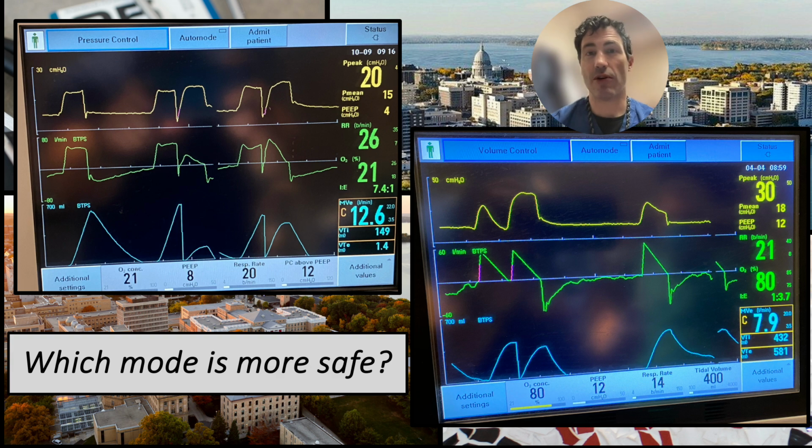But generically speaking, pressure control is much safer for double triggering. If you're on volume control, you can really pop a pneumo and have spiking pressures with this.